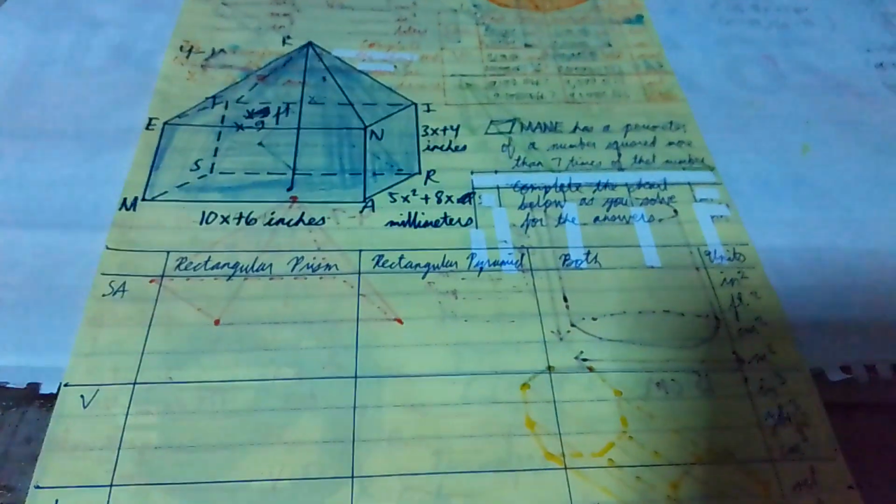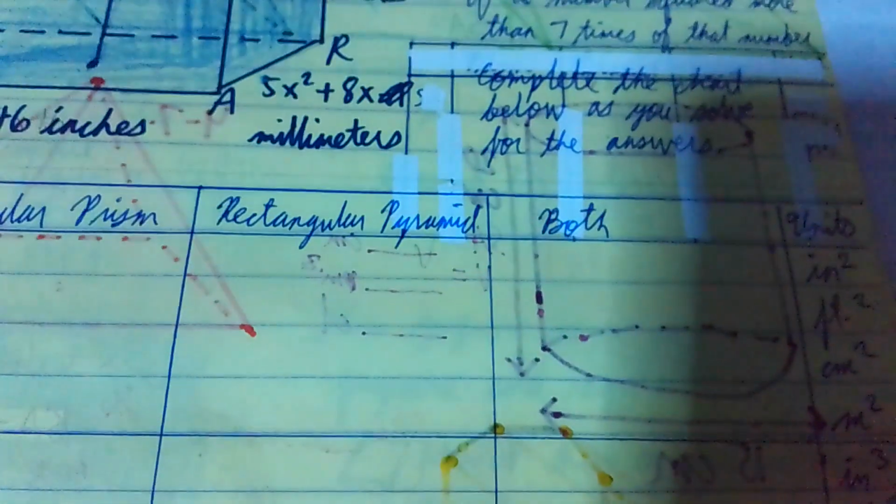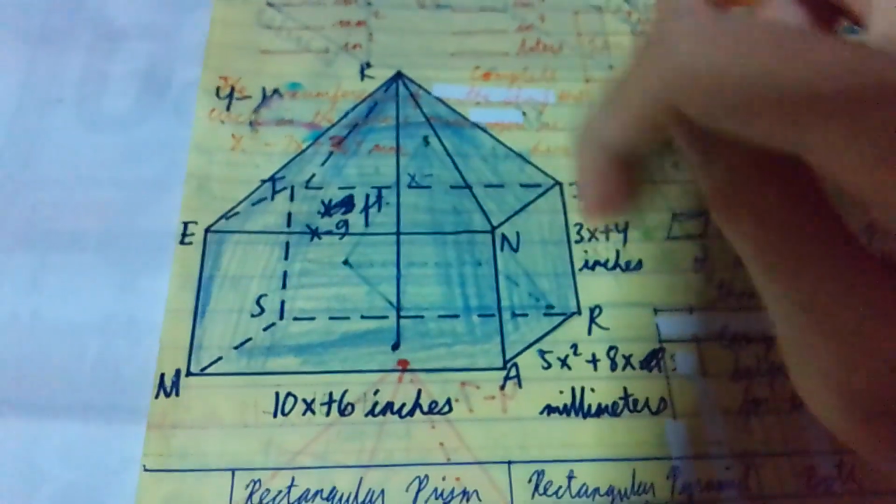Our main objective is to fill in the chart below. Complete the chart as you solve for the answers. So our goal is to solve for the surface area, the volume, and liquefied units of the rectangular prism, ibig sabihin yung ito. The rectangular pyramid, ibig sabihin yung ito, yung nasa taas. Or both. That means the combination of these two. Alright? Then, we should get our units based on the specifications that you see here. Alright? Are you ready? Let's go!